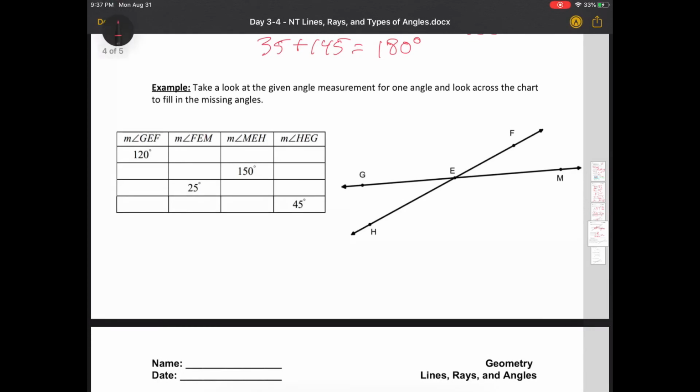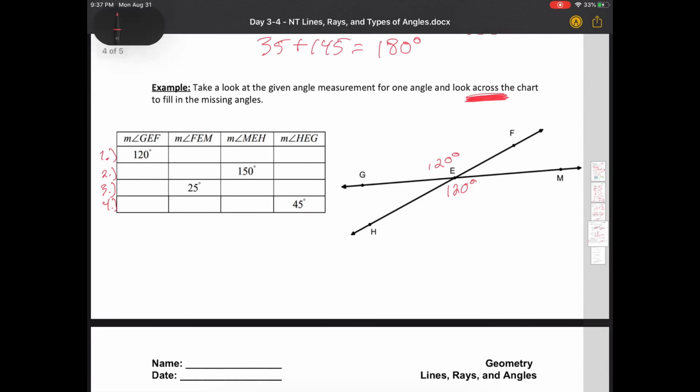So now let's take a look here. Let's practice. We're going to go across the chart. Basically we have 4 different problems here: 1, 2, 3, 4. So if GEF is 120 degrees, what's FEM? Well, I'd like to first look at the vertical angles, or the pairs of vertical angles that we have. So if that's 120, that has to be 120.